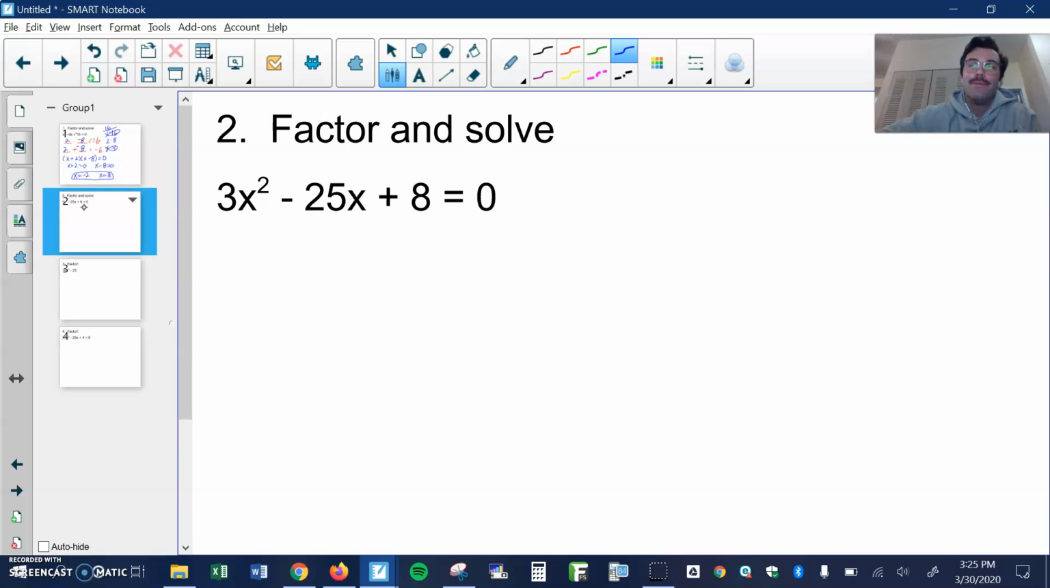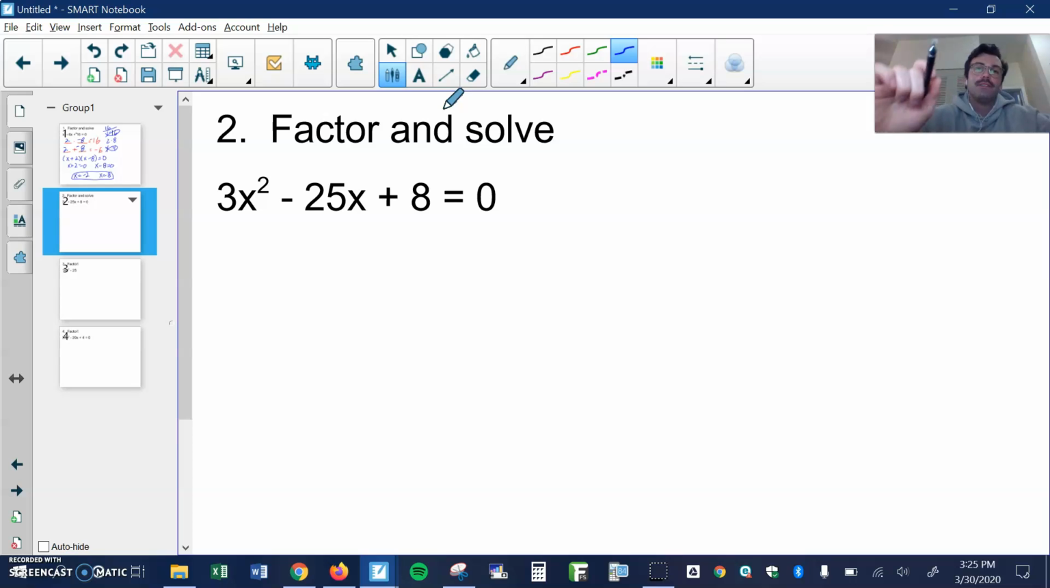Number 2. We need to factor and solve in number 2 as well. All right. So I'm going to multiply my... Oh, sorry. I just got ahead of myself there. First question I have to ask myself when factoring: is there a greatest common factor? Fortunately and or unfortunately for us, there is not a greatest common factor between 3, 25, and 8. So I'm going to go on and do what I just did.